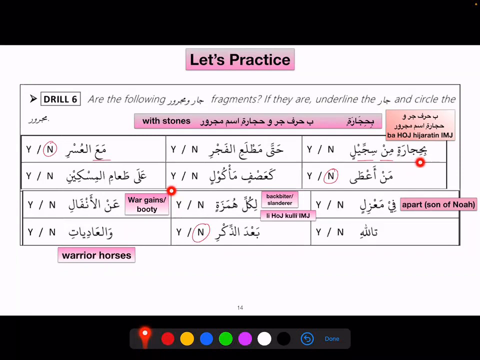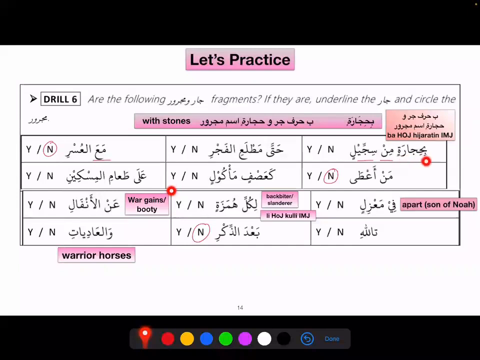No, it's not. Yeah, it is feminine because we see ta marbuta over here, and this is the ending sound. Ba is harfu jar, basically, right? Yeah. And hijaratin is al-Majrur. Hijara means stone. Stones. And see, we have two harfu jar fragments side by side over here.